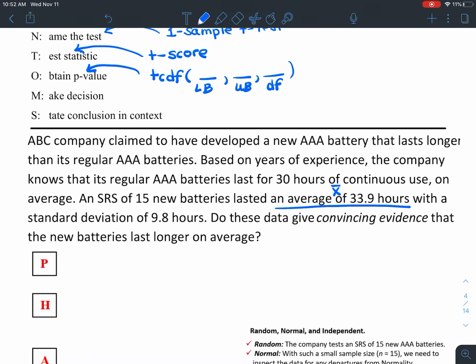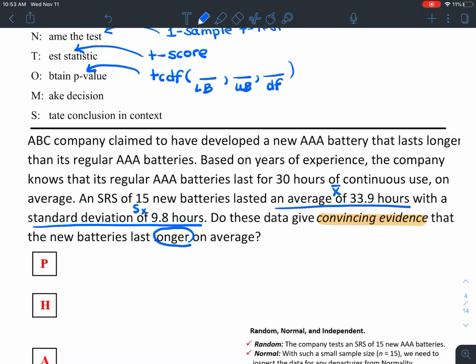Now, this is the information from a sample of 15 batteries, so that is representing x bar. And the standard deviation of that sample is 9.8 hours, so I'm going to label that s sub x. The question is, do these data give convincing evidence that the new batteries last longer on average? When you see that phrase, convincing evidence, that is generally an indication that they want you to run a significance test. The end of a significance test is when we conclude whether we have convincing evidence in favor of the alternative hypothesis or whether we do not have convincing evidence.